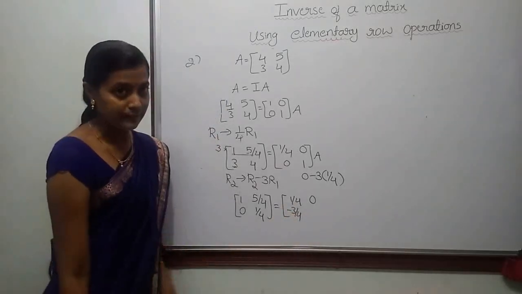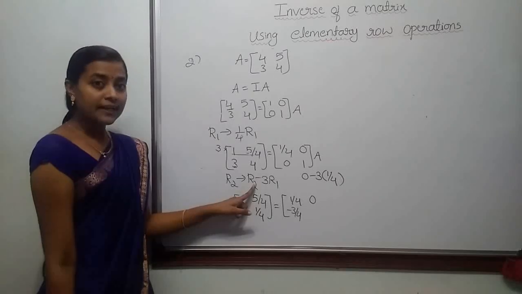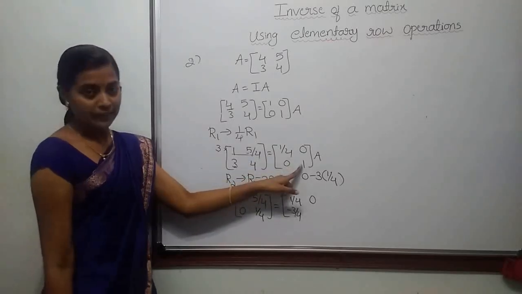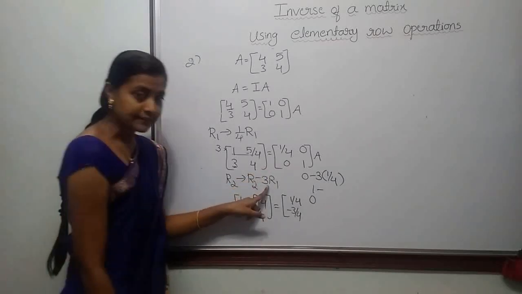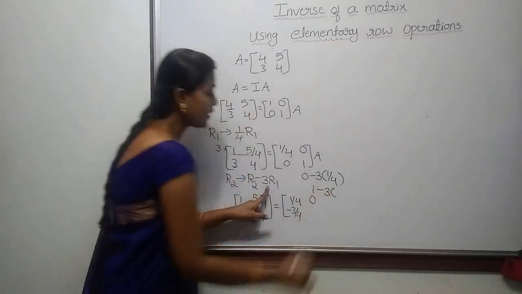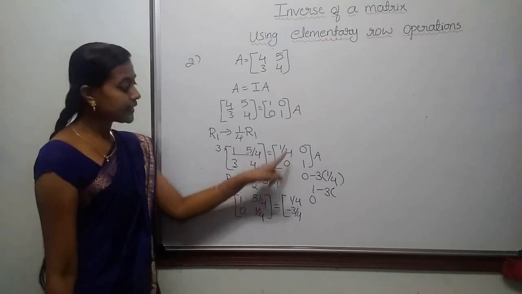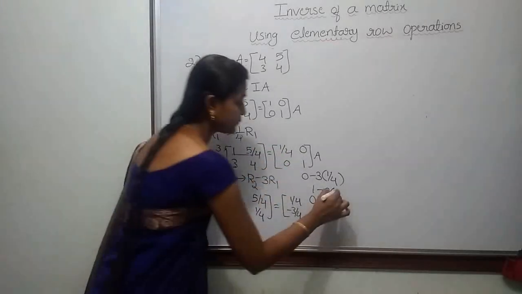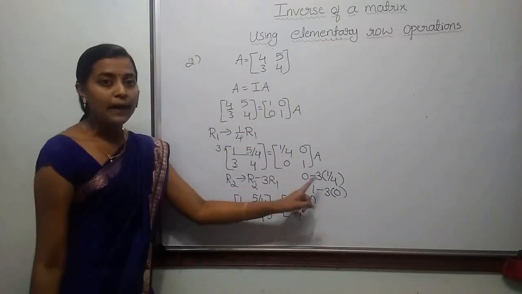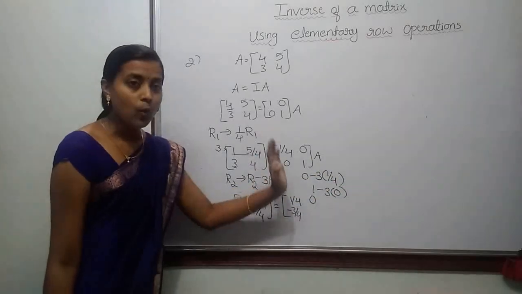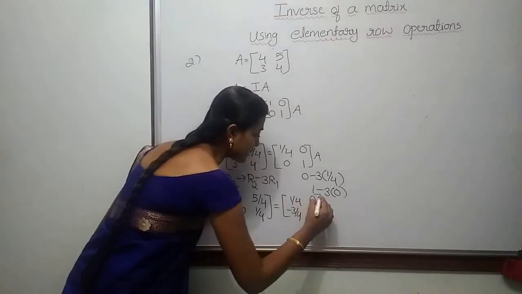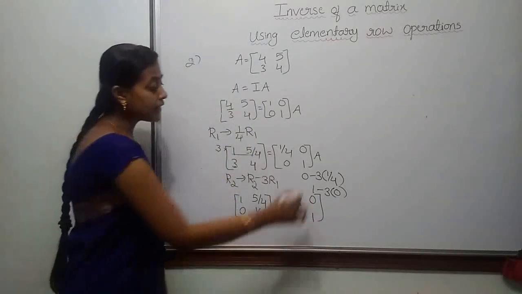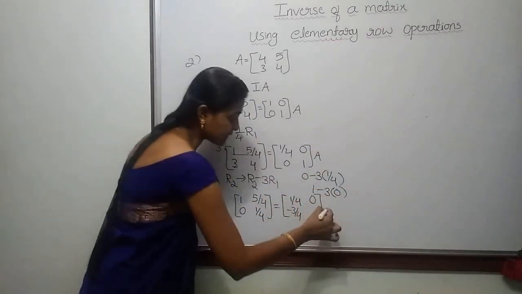Similarly for the second elements. R2, second element of R2 is 1. Minus 3 as it is. R1, second element of R1 is 0. Minus 3 into 0, 0. 1 minus 0 is 1. I will write this 1 here. And we keep this matrix A as it is.